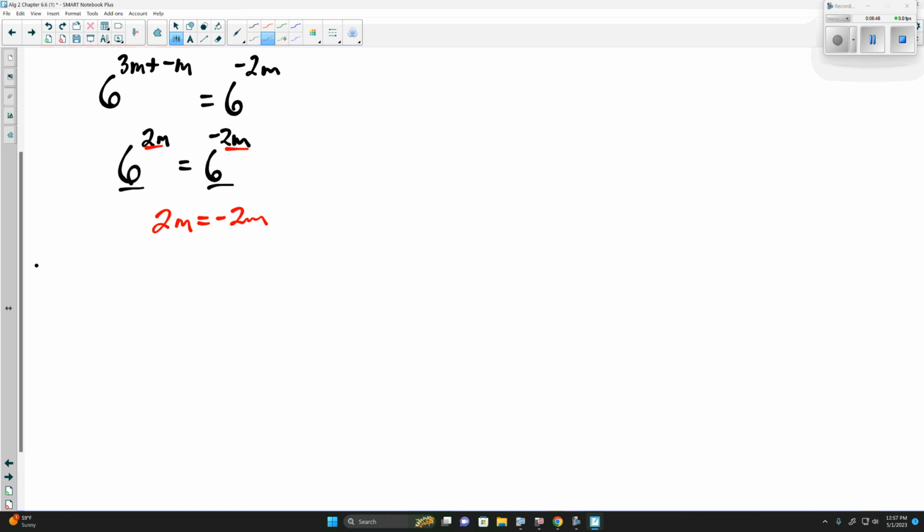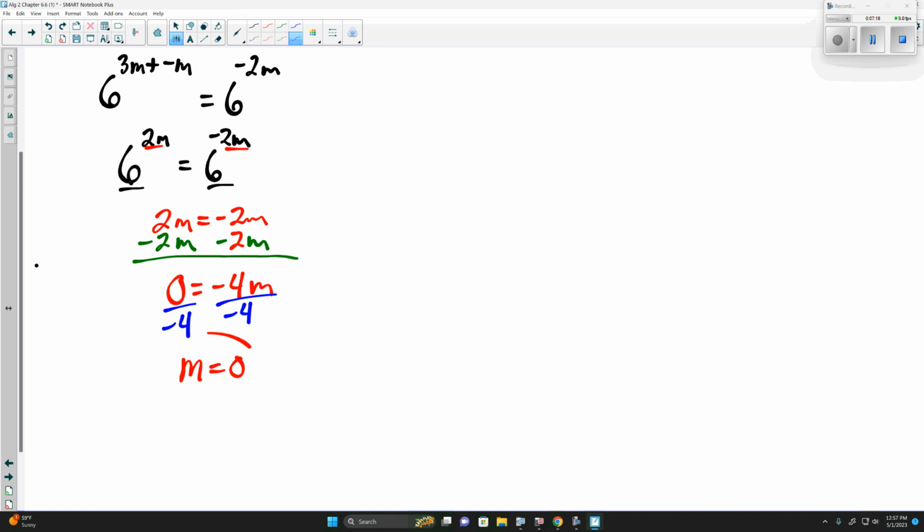And from here we can go either way, because we can subtract 2m or add 2m. Either way works. If we subtract 2m, we get 0 is equal to negative 4m. If we added the 2m, we would get 4m is equal to 0. At this point here, we can divide by negative 4. If you had a positive 4, you would divide by 4. But either way, we still get that m is 0.